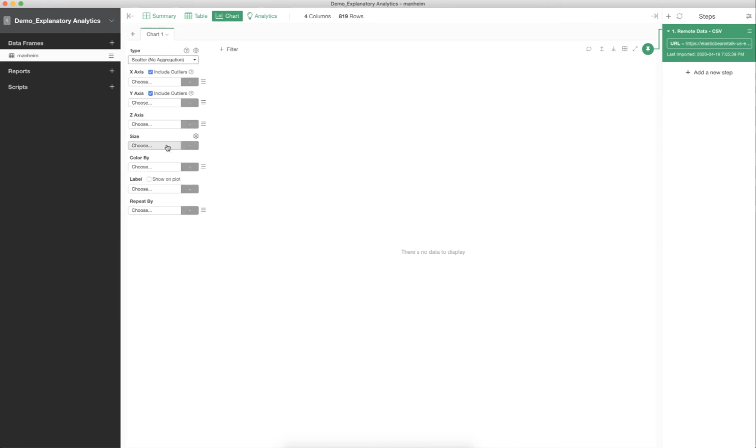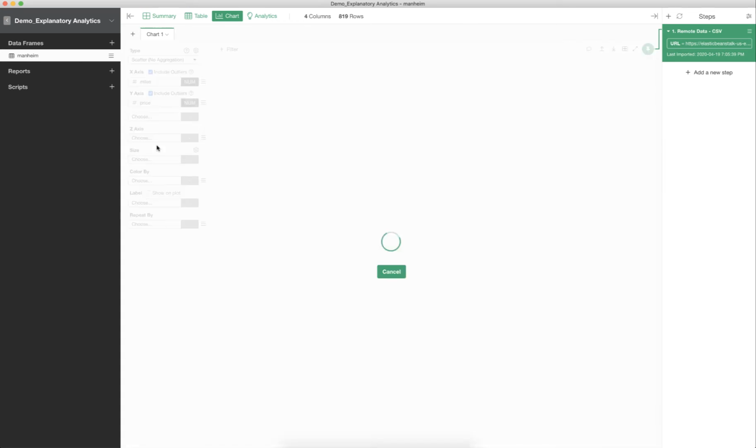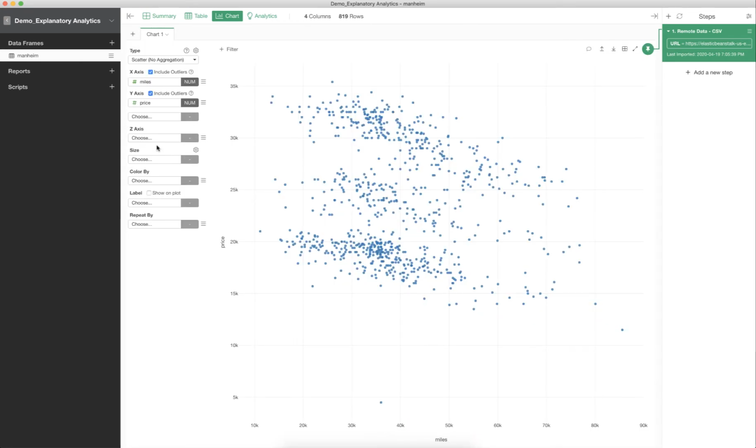In this case, one of the things that I'm interested in understanding is how the price of the car is related to certain other facts about the car. And so on the x-axis, I can say, I want to see how miles is related to the price of the car. By plotting out miles versus the price of the car, where miles is on the x-axis and the price is on the y-axis, we see that the greater the number of miles on the car, we see a decrease in prices.